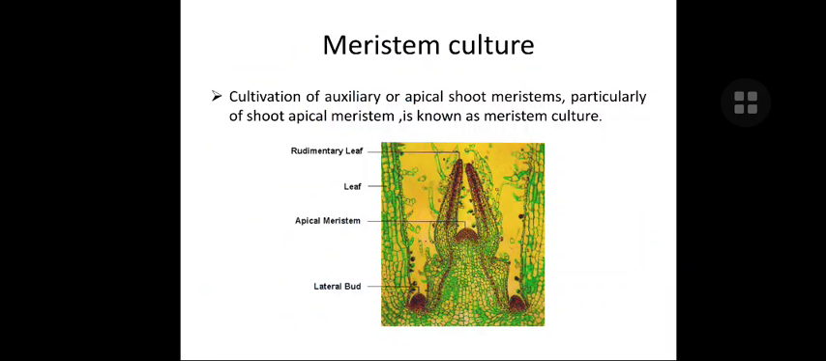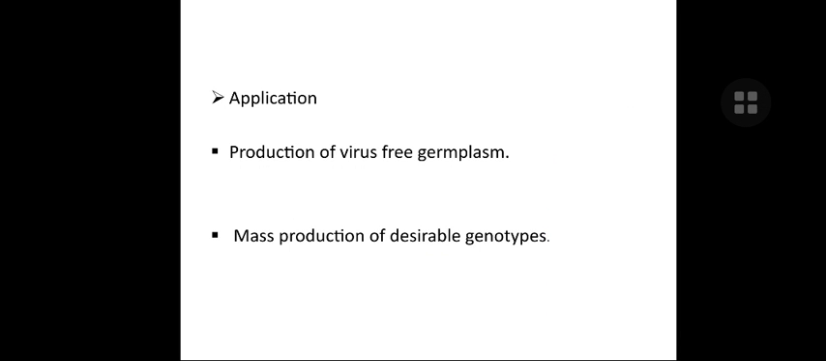Then meristematic culture. Meristems are the highly dividing cells on the tip of root and shoot. So these are highly reproducing cells, and we can easily cultivate them into a new plant. Usually shoot apical meristems are taken for meristem culture. So it produces virus-free germplasm, and mass production of desirable genotypes can be obtained.